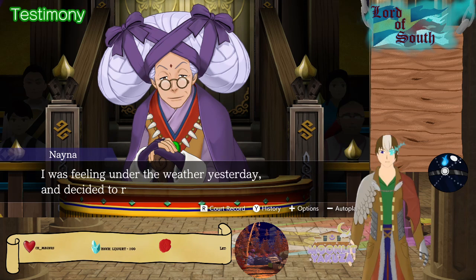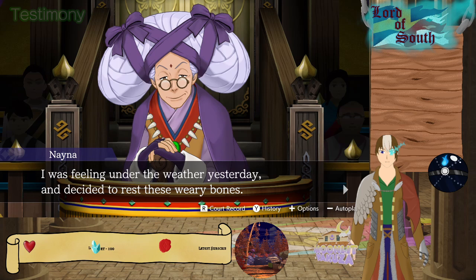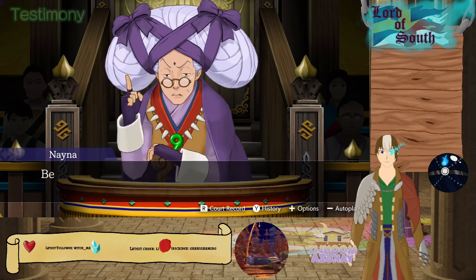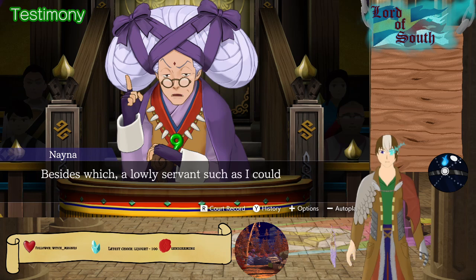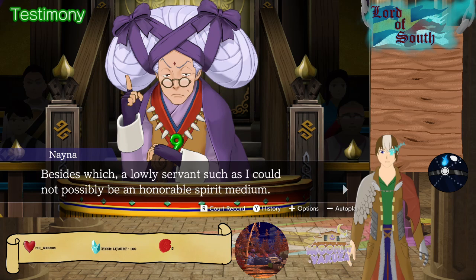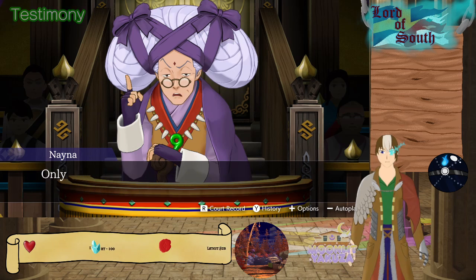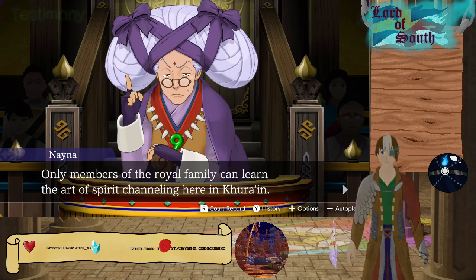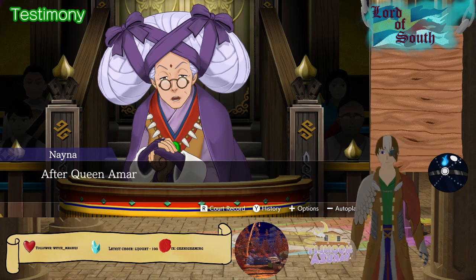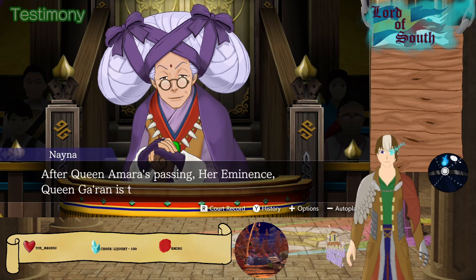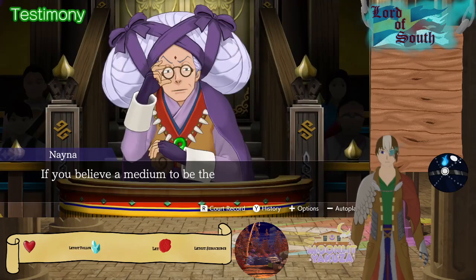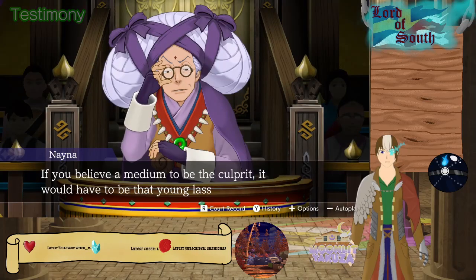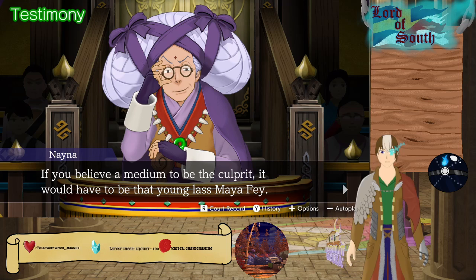I was feeling unwell, I was feeling under the weather yesterday and decided to rest these weary bones. Besides, a lawless servant such as I could not possibly be an honorable spirit medium. Only members of the royal family can learn the art of spirit channeling here in Kurain. After Queen Amara's passing, Her Eminence Queen Garan is the only spirit medium left. If you believe a medium could be the culprit, it would have to be that young lass Maya Fey.